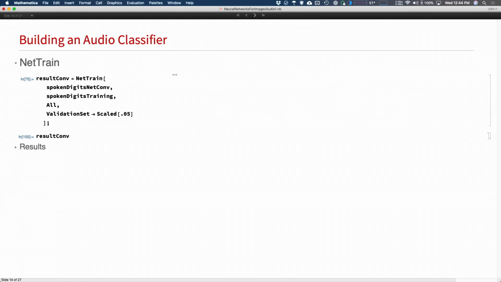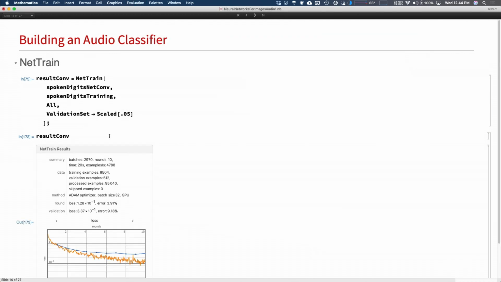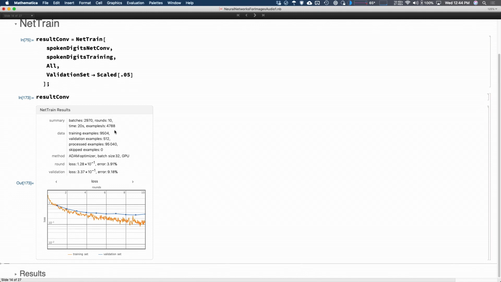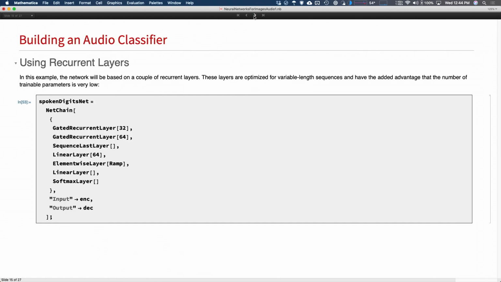I will not run this example on my machine just because we don't have that amount of time, but I will show you the result. On a GPU machine, this took 20 seconds, so not very much. And without that much effort, we improved the accuracy from about 80% to slightly more than 90%.